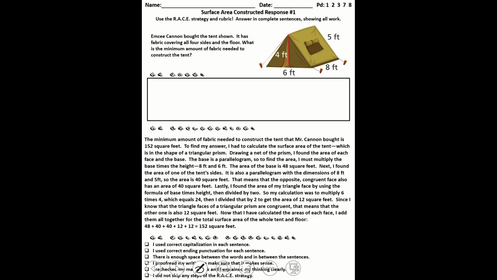Now notice at the bottom, guys, of your writing checklist, it asks for you to check each one of these off. So you want to make sure the first one, I use correct capitalization in each sentence. Next, I use correct ending punctuation for each sentence. Then, there is enough space between the words and in between the sentences. And I proofread my writing to make sure that it makes sense. Then I rechecked my math work, and I explained my thinking clearly. And last, I did not skip any steps of the RACE strategy.